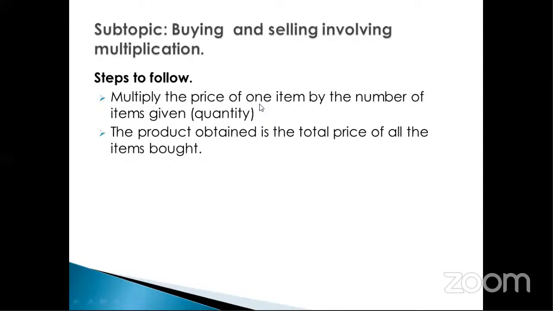So if I multiply 4 times 500 shillings, the answer that I'm going to get is what we are calling the product. That product you're going to get is the total amount of money you will pay for 4 pens. You will pay for 3 pens. You will pay for 2 pens. So whatever quantity they have asked, that is what the product is trying to tell us.